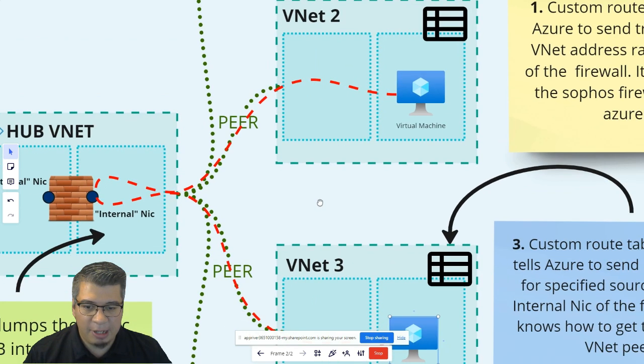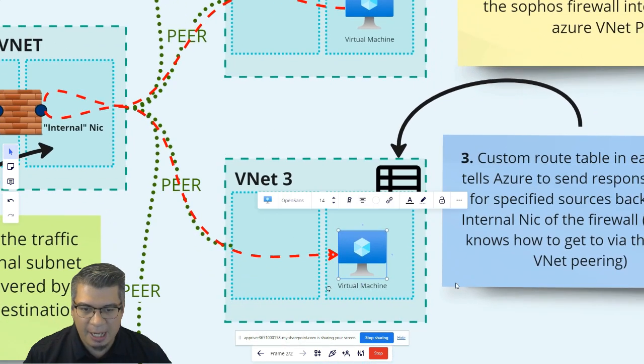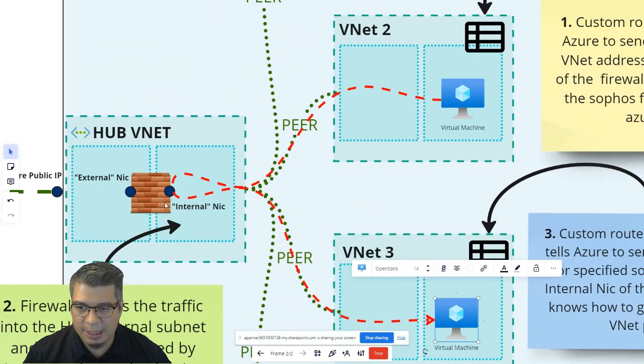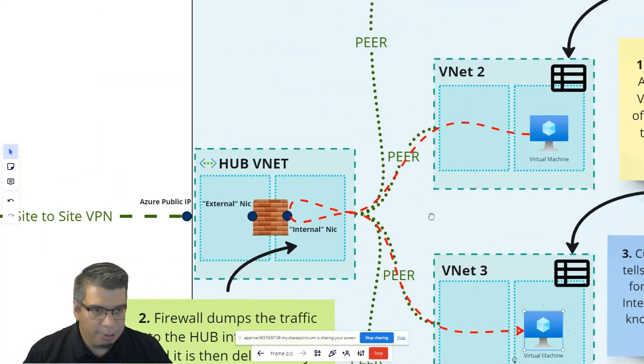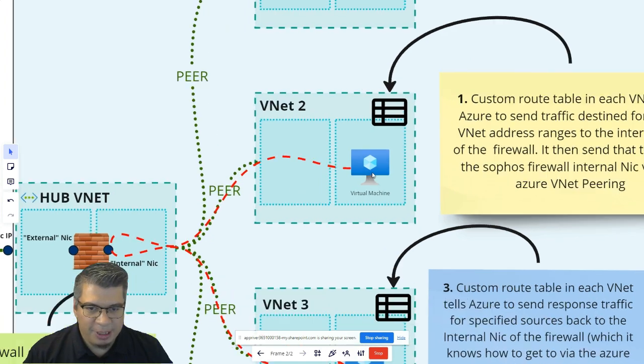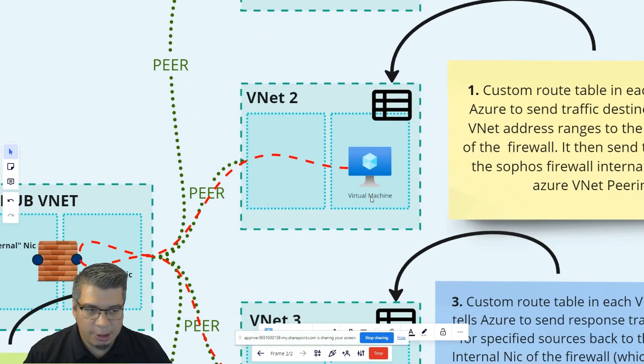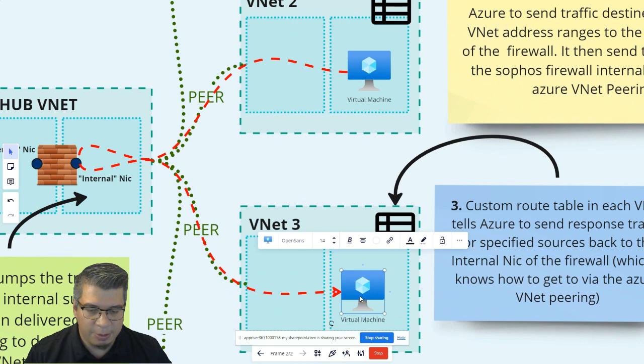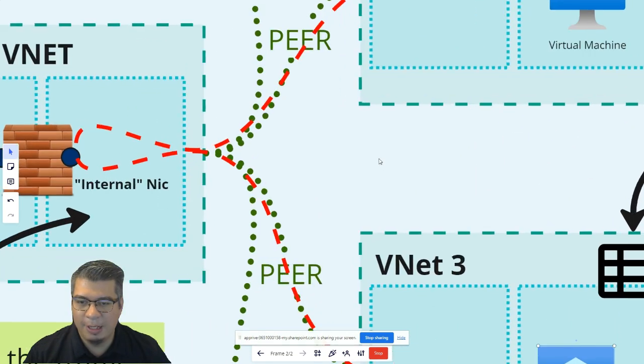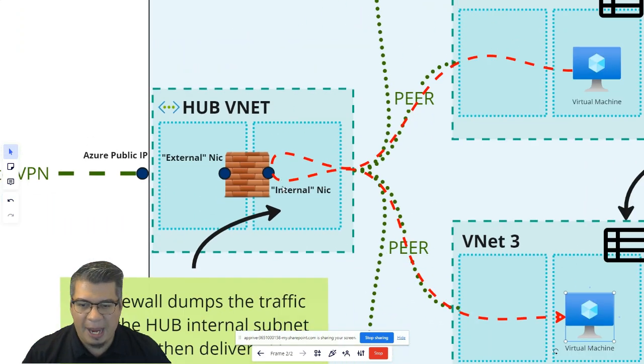So it's saying any traffic destined for this IP address range that belongs to VNet 3 is going to be sent to this internal NIC. So when this virtual machine tries to, okay, I need to talk to the IP address of this virtual machine, that virtual machine belongs to this IP range. We have a custom route that says send that traffic over to the internal NIC. So now it's the firewall that has to deal with that traffic.